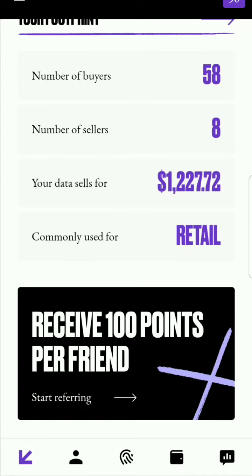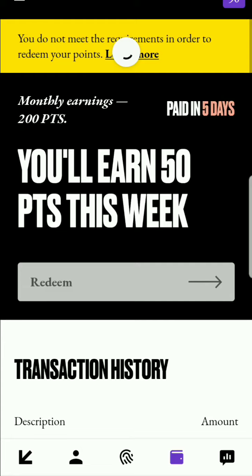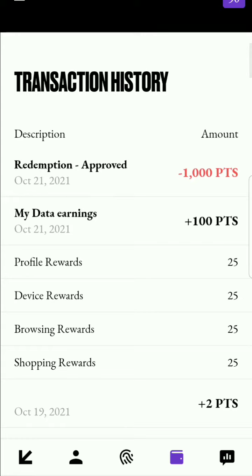So this is the menu. This is the main home page that you have here, and then on the top right is the number of points you get. So every 1,000 points you earn, it allows you to cash out into a gift card or a donation or Bitcoin. You can earn Bitcoin using this app. So it says here you earn 50 points this week, and the monthly earnings is 200 points, which is paid in 5 days. So every day that you use it, you use 100 to 200 points.